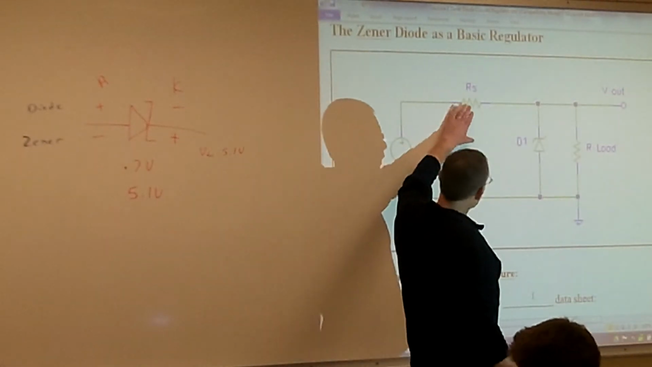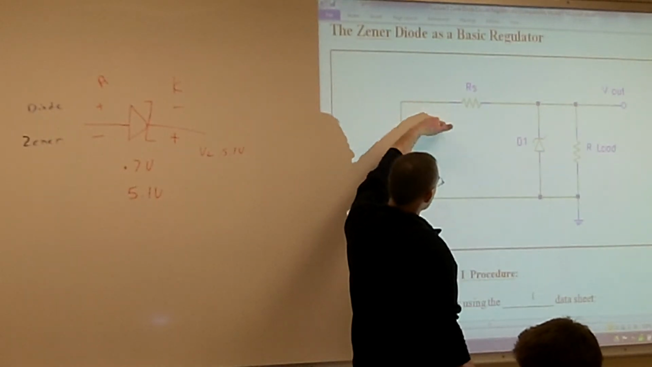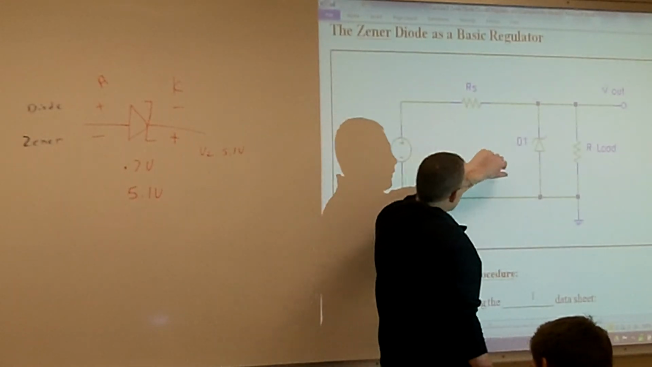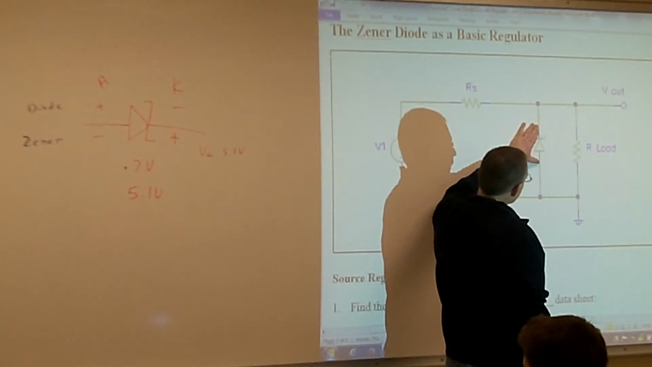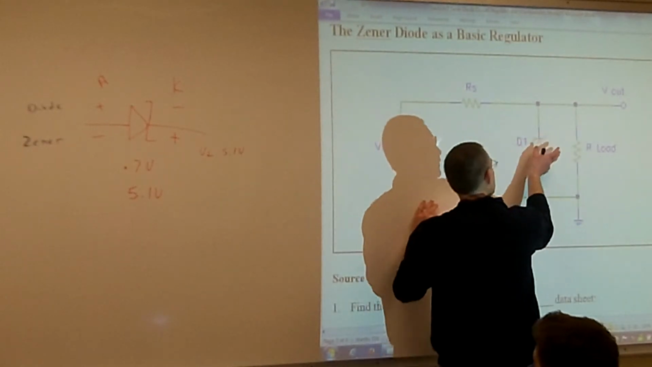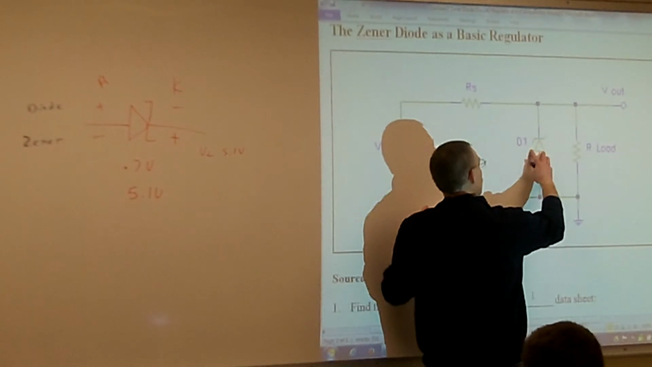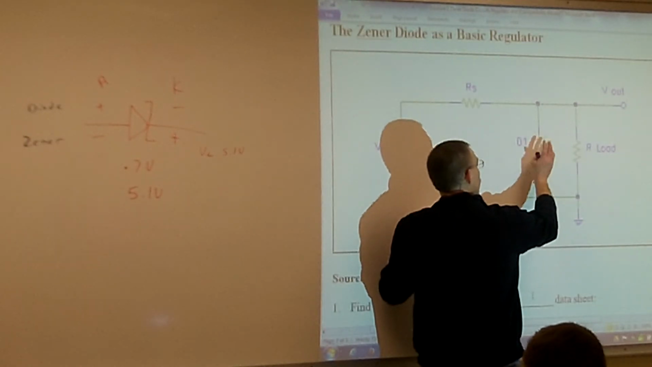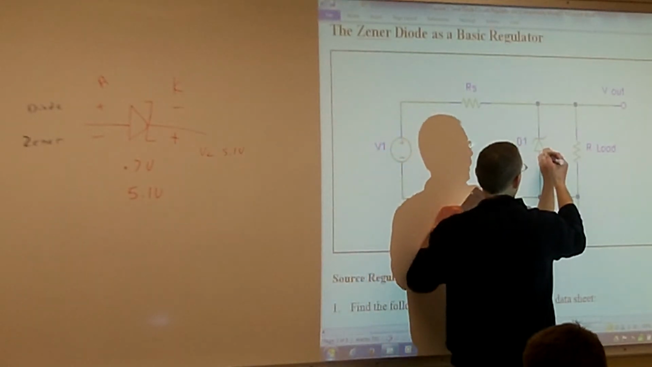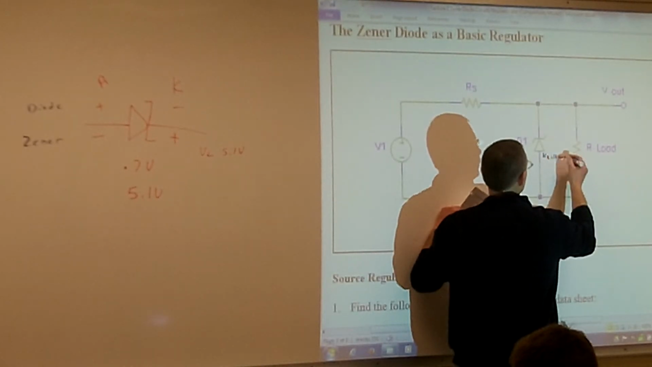For a basic Zener regulated circuit, it's going to consist of RS, which is our current limiting resistor, our Zener, and then whatever our load is. The Zener is going to have a certain amount of voltage. You can specify whatever voltage you want in there. So, for example, on this one, we're going to have a Zener voltage of 12 volts.